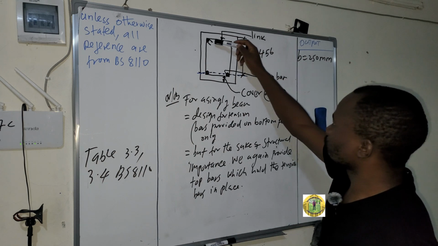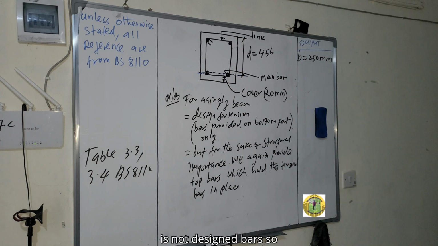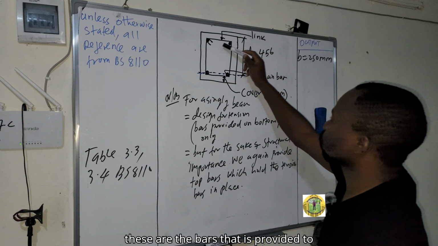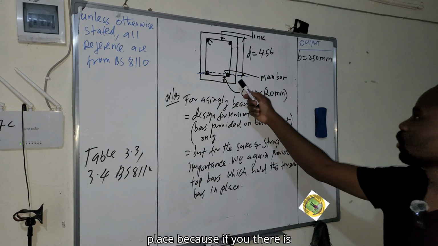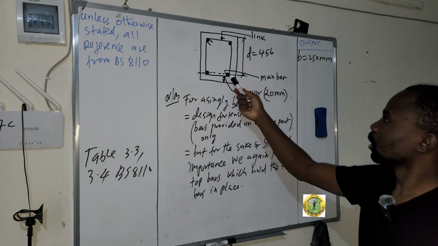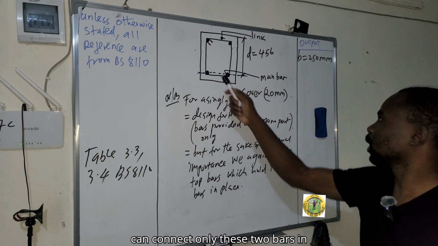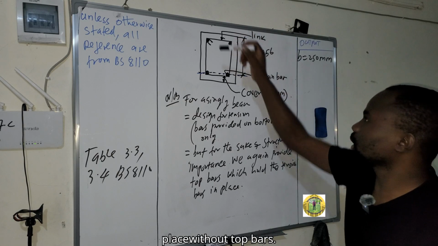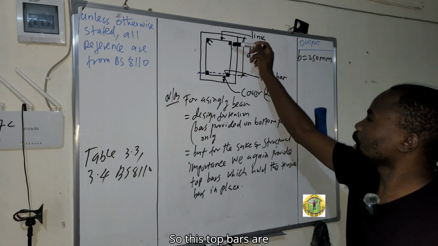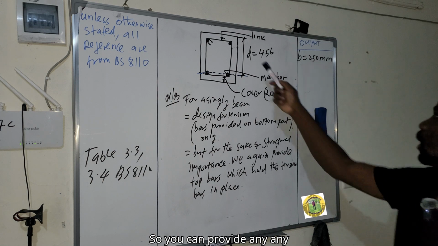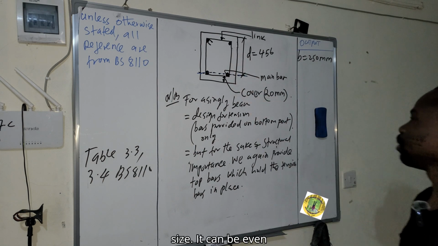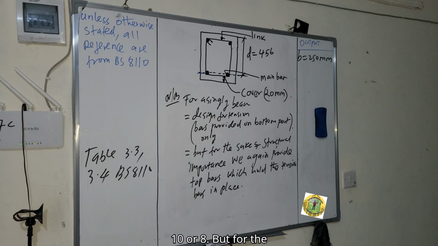But this top bar is not a designed bar. So these are bars that are provided to hold these two bars in place. Because there is no way a link can connect only these two bars in place without top bars. So these top bars are just for holding the bottom bars. So you can provide any size. It can be even 10 or 8. But for the main bar, the size should be the one you have designed for.